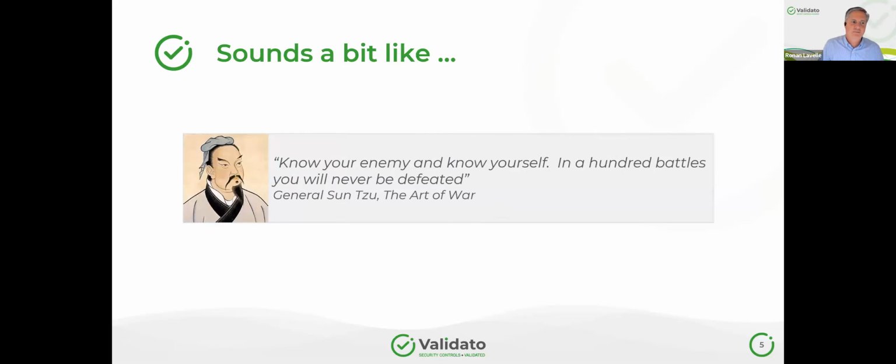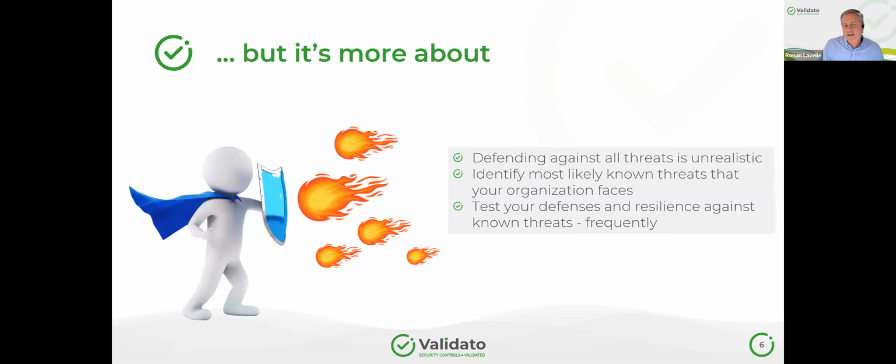This does, however, sound a little bit like General Sun Tzu in The Art of War, where we're basically saying, let's get to know our enemies better, and then we can be much more effective in battle. But in fact, it's not so much what MITRE are trying to say there. They're actually saying that in today's world, it's becoming increasingly unrealistic to try and defend against every single cyber threat out there. Our teams are not resourced to do that. We don't have the funding, and clearly we don't have the time to do that either.